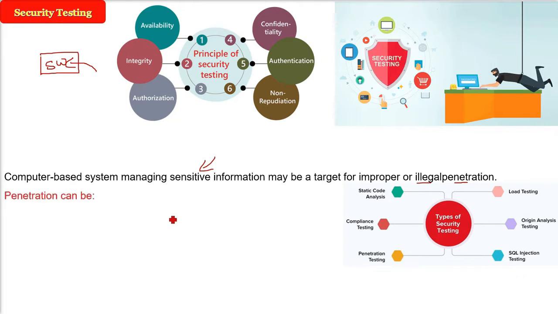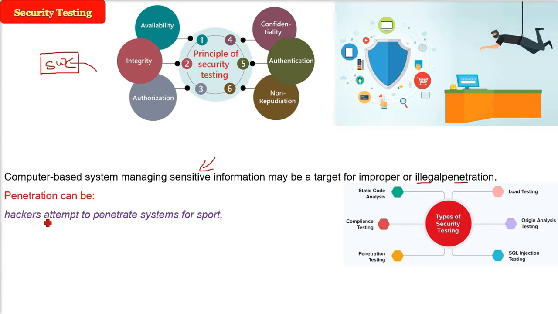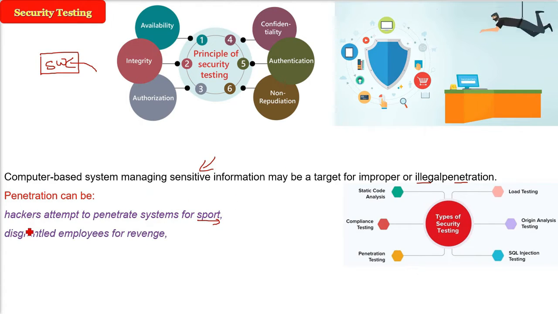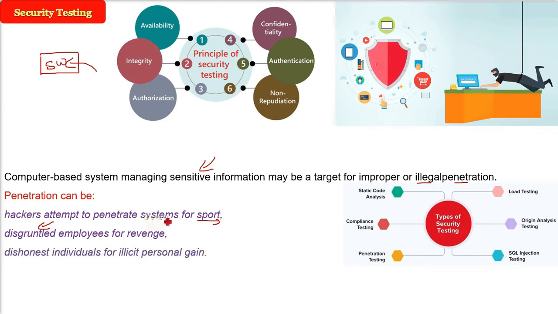There can be multiple kinds of penetration. There are certain security threat issues. For example, a naive hacker may attempt to penetrate your software or system just for sport, just for fun. The penetration can be as easy as this. There are disgruntled employees. They want to take revenge at any cost. They are technically equipped. They are intelligent people. So they may get this sensitive information.